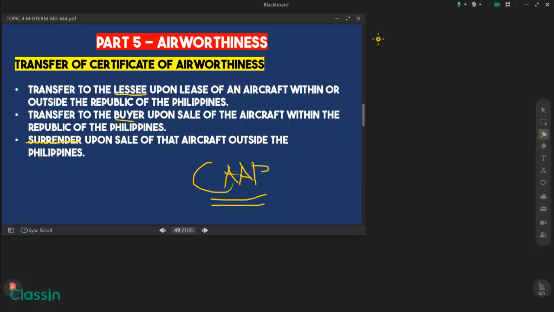So, kadalasan nalilito yung estudyante dito. Always remember, kapag sale, surrender, kapag lease lang outside the Republic of the Philippines, you just need what? To transfer. Okay? Ulitin ko, kapag sale outside, surrender. Kapag lease outside, transfer it to the lessee. Okay? So, malinaw tayo. Magkaiba yung lease and the sale of aircraft in terms of the transfer and the surrendering of Certificate of Airworthiness. Okay?